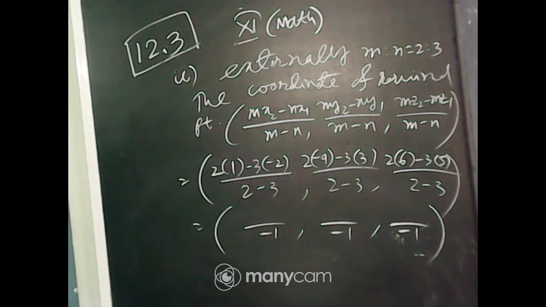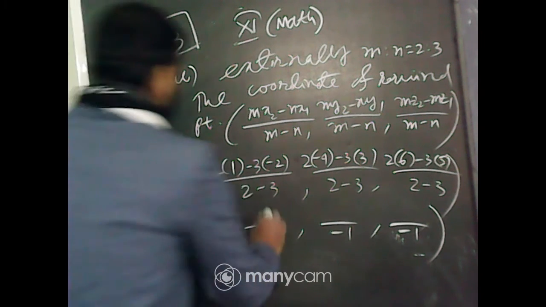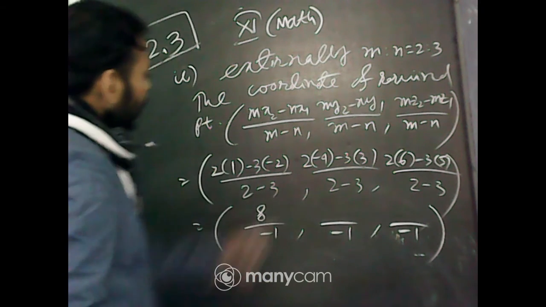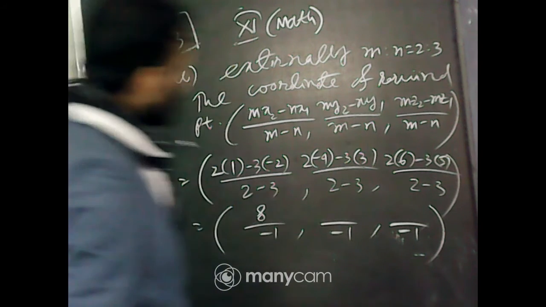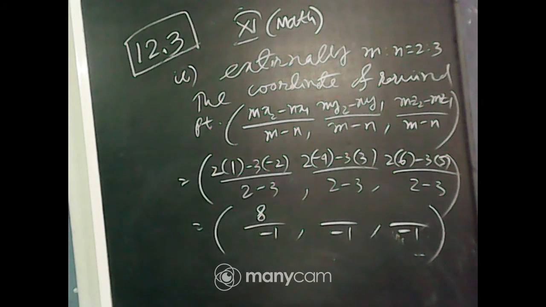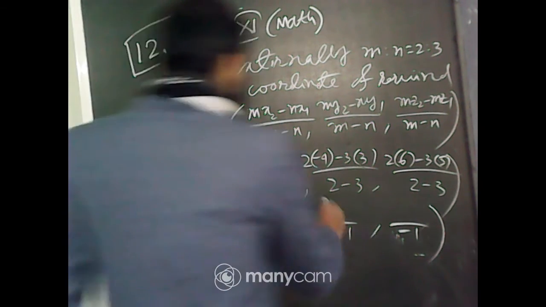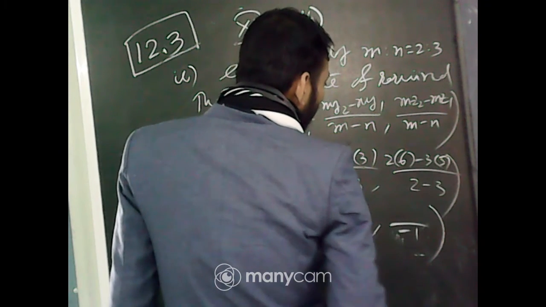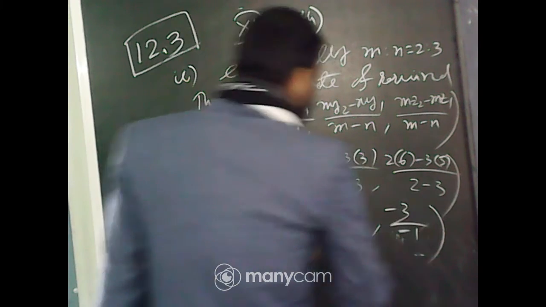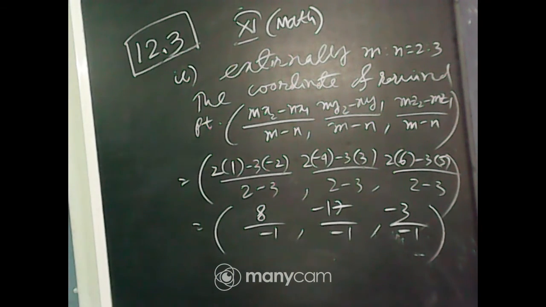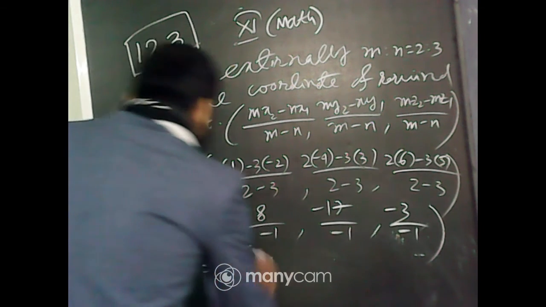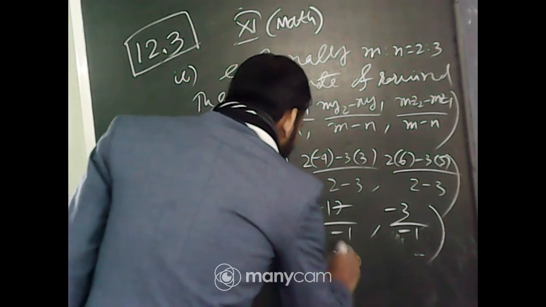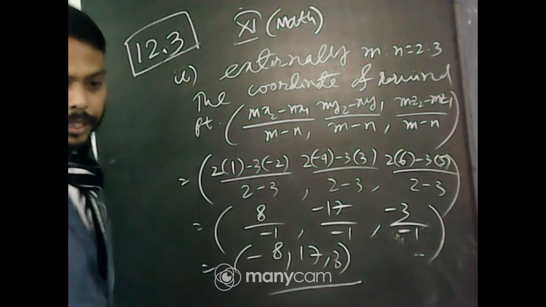And the numerators: 2 plus 6, 8 by minus 1, that is minus 8. Minus 9, so minus 17 by minus 1. And this is 12 minus 15, so minus 3 by minus 1. That means it will be minus 8, 17, 3. Yes, you are correct.